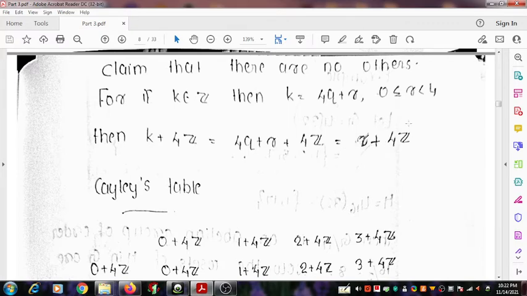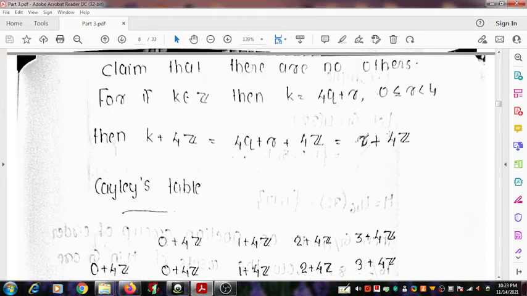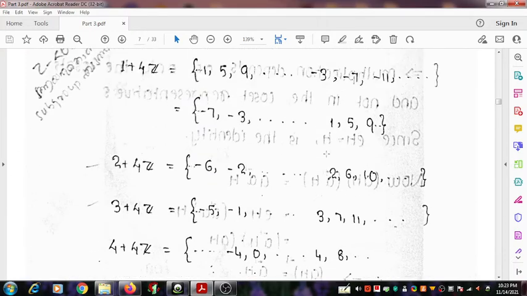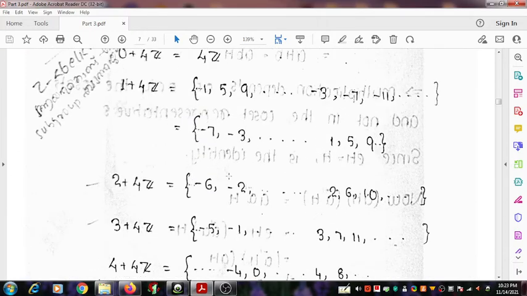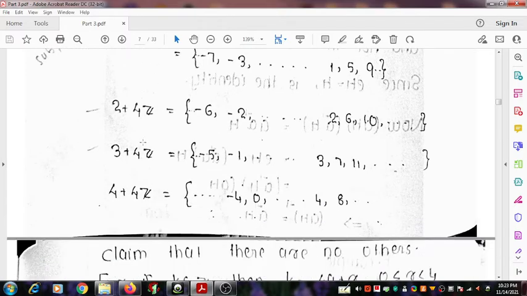But this r is some number from 0 to 3. r is either 0, 1, 2 or 3, and that is clear. That range of variation of r is already mentioned here. Therefore it can be either 0, 1, 2 or 3, and hence it is clear that no other element can exist which is distinct from the four elements which are described here.